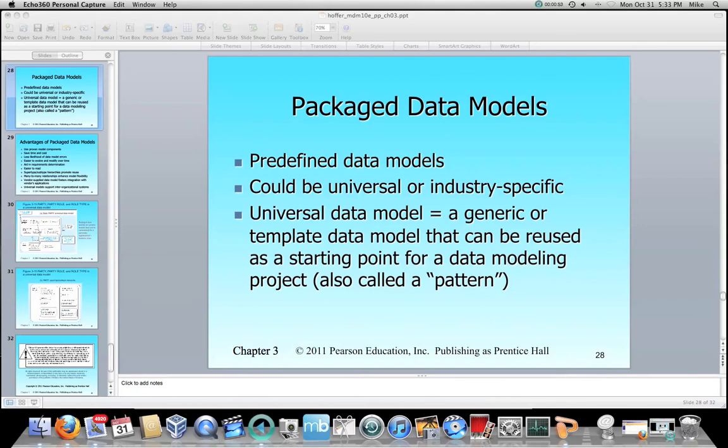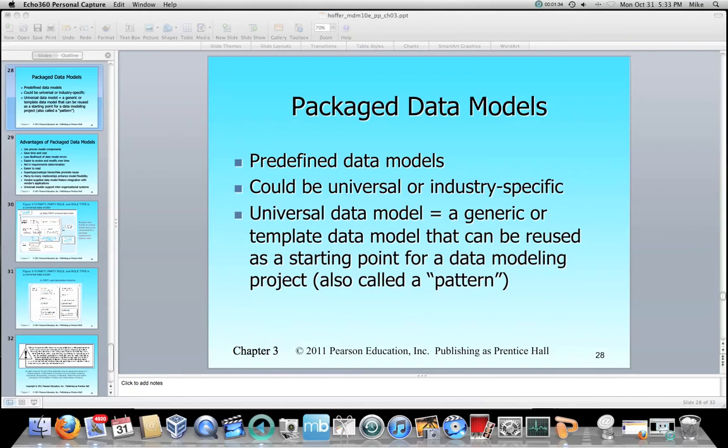Again, it could try to be universal, and a universal example would be something like SAP. SAP tries to be the universal data model. The problem is when you purchase SAP, and again, this is late 2011, it has about 26,000 entities associated with the SAP purchased data model, and again, very, very expensive. It could be industry specific, as I said, airlines, universities.